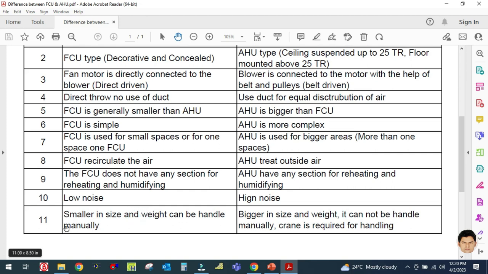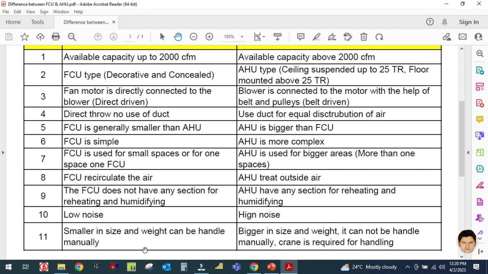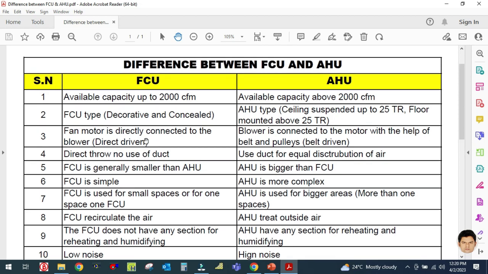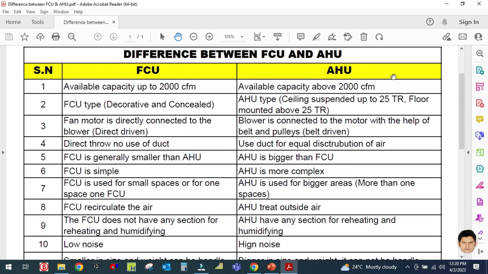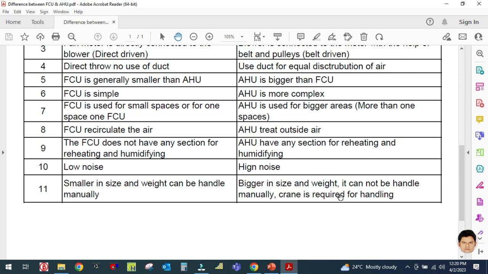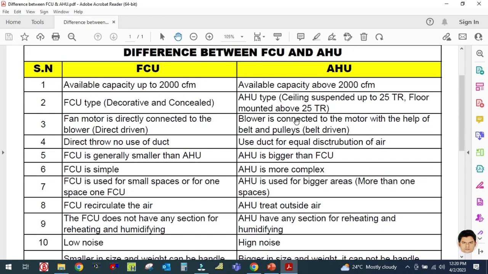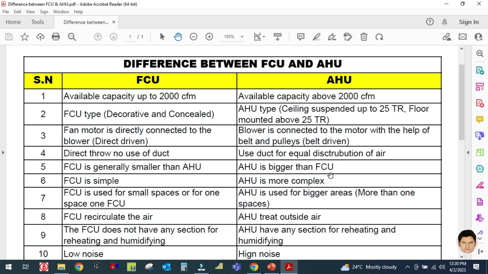Okay, and then the last and 11th difference is smaller in size and weight, can be handled manually. This fan coil unit can be handled manually because of a smaller size. The size of unit and weight is also less. But air handling unit is bigger in size and weight, it cannot be handled manually, a crane is required for handling. Because of bigger size and more weight, we cannot handle this manually, so for handling of AHU, a crane is required.